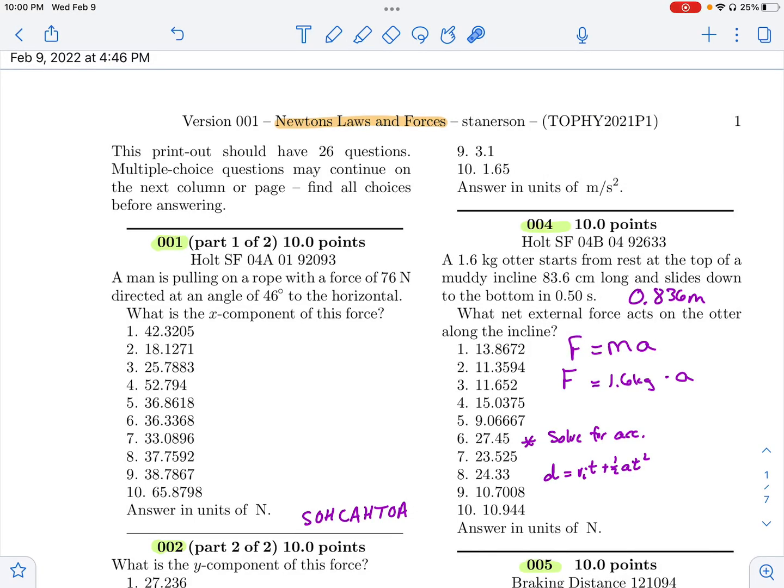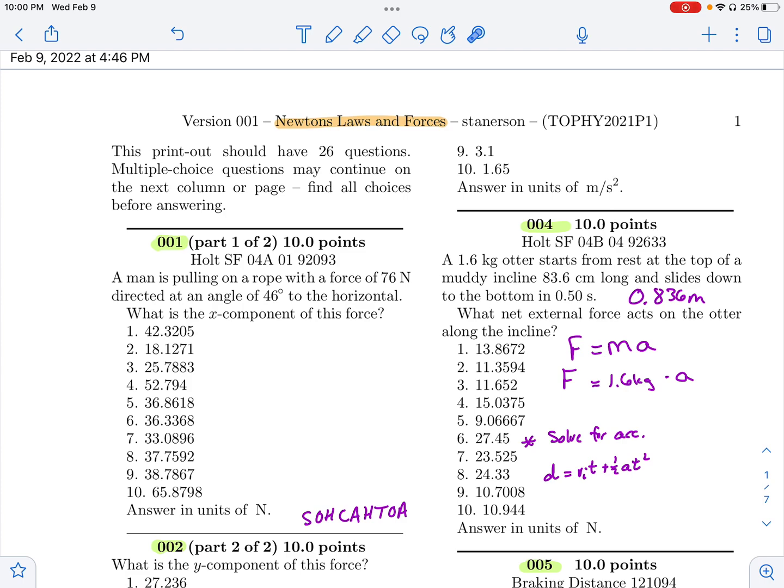Hello, we're going to walk through a few of the quest problems for the Newton Law and Forces quest. I want to walk you through some of these, give you a couple pointers, and not work them out to completion, but get you started so you can work through those on your own.